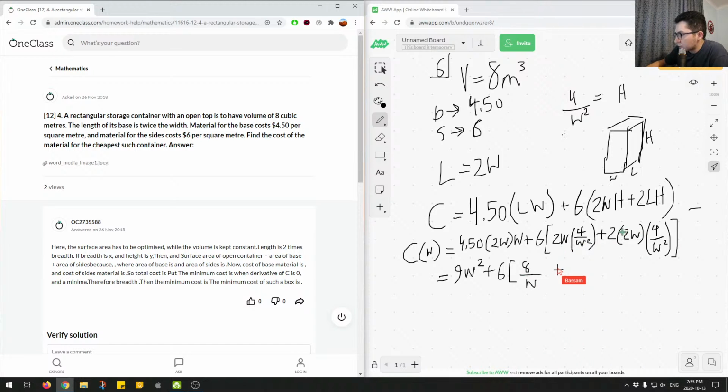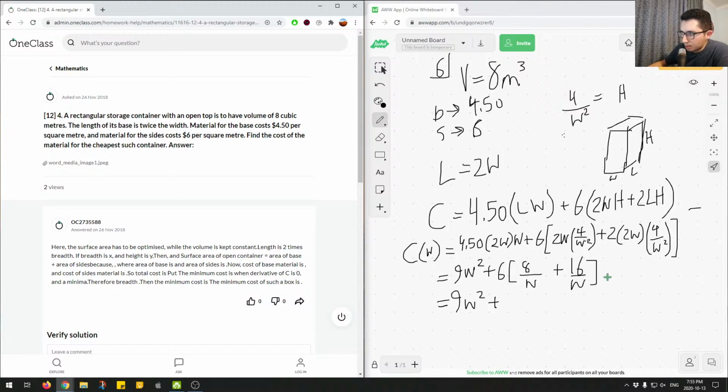And then we have 2 times 2 times 4. So 2 times 2 is 4. 4 times 4 is 16. So we have 16. And then similarly, W divided by W squared. So we have divided by W. And this will give us 9W squared plus, so 6 times 8, so 8 plus 8 is 16.